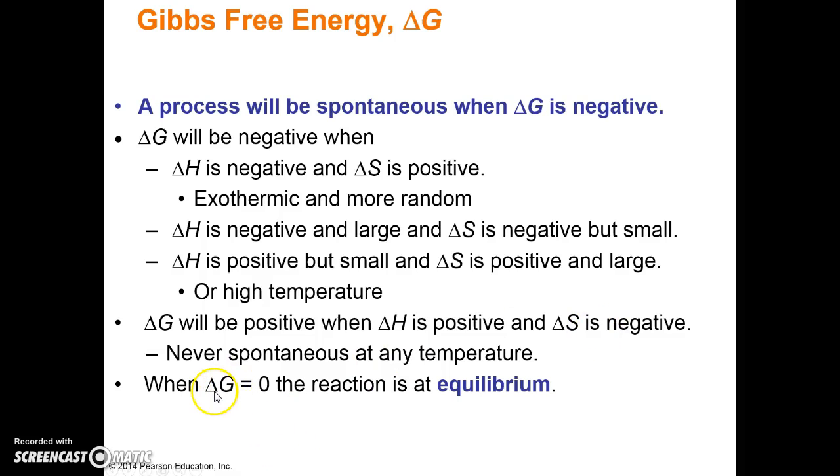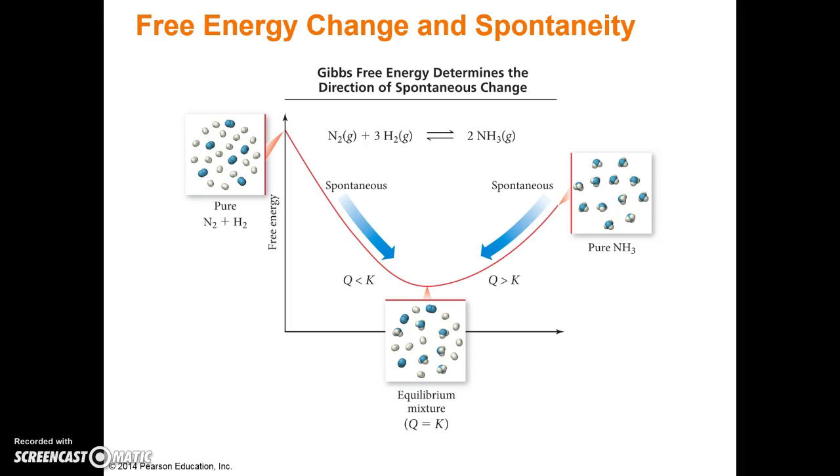And then if the change of free energy is zero, then what this means is that it's not spontaneous in either direction, and we've reached this point of equilibrium. You knew I was going to come back to equilibrium in this chapter. All right, so this kind of shows you in a visual way what we're talking about here.